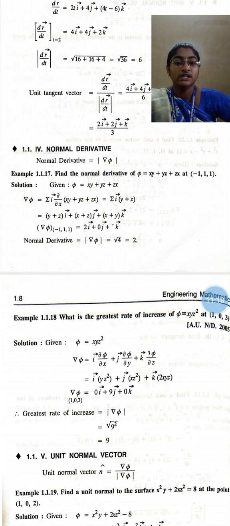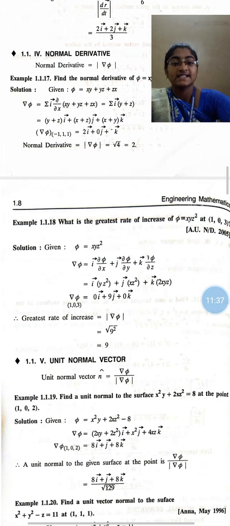We get 2i vector plus 0 j vector plus 0 k vector. So 0 is left here, just write 0 k vector. So take modulus for this because our normal derivative formula is modulus del pi, which is root 2 square. Square and square root cancel out each other. So our answer is 2.